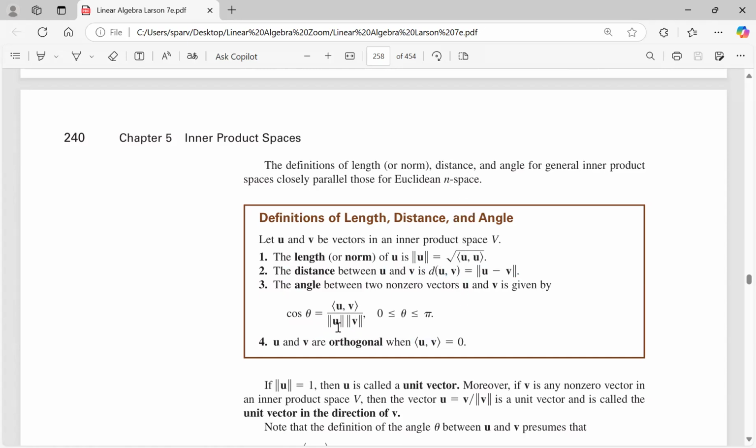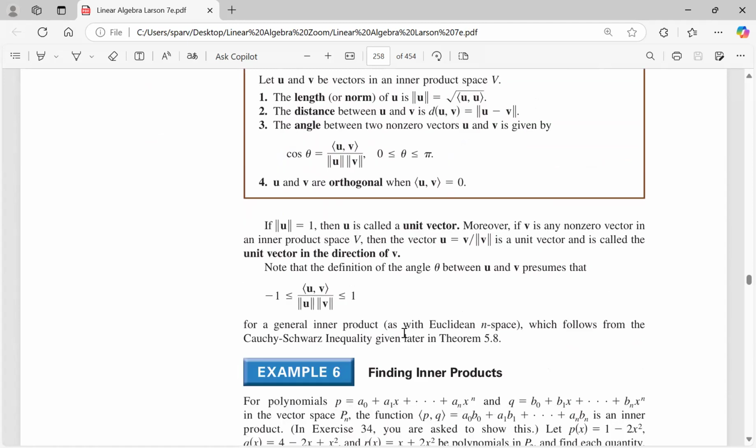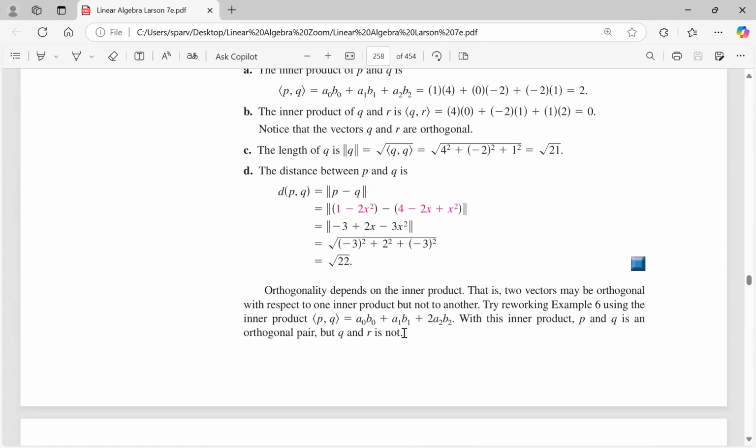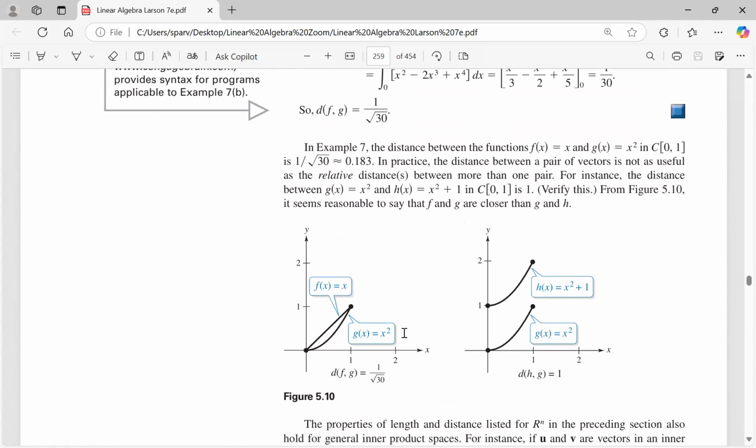Look at the formula for cosine. The cosine of the angle is U dot V. You can think of the numerator as a dot product, inner product. So it's U dot V over the magnitude of U times the magnitude of V, exactly like before. The two vectors are orthogonal if the inner product is 0, scalar 0. Okay. And let's keep going here and see what else we come across.